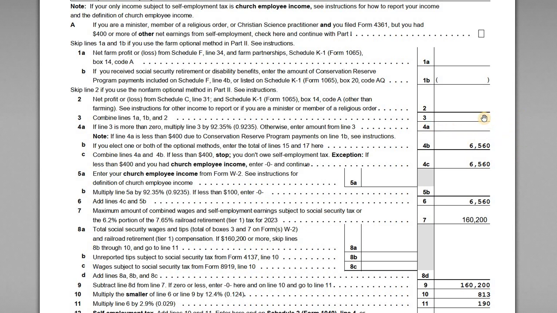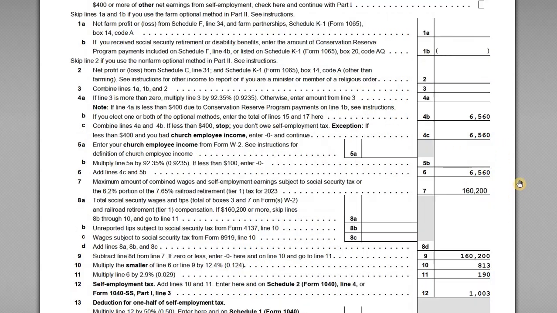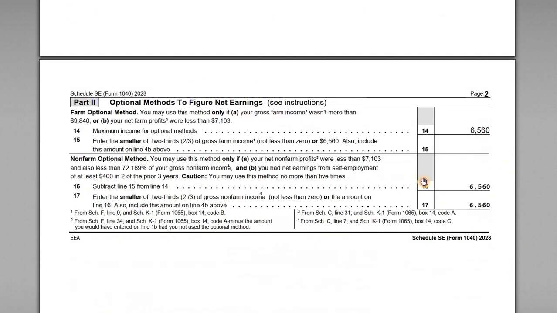Normally, you would be using line 3, right? We would have a Schedule C line 31 amount, and you would go from there. But because we are making this optional method election, we are skipping down to 4B. So line 4B, if we elect to use one or both of these optional methods above, enter the totals of line 15 and line 17 here. So that's down here in part 2.